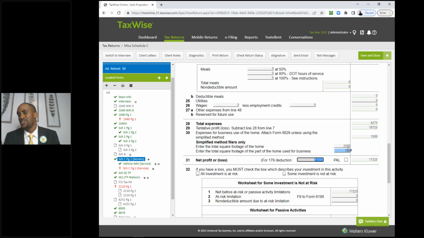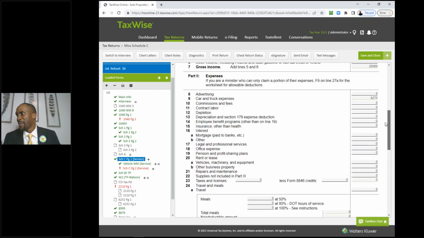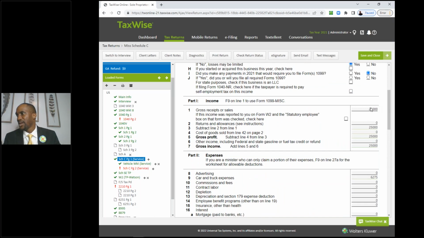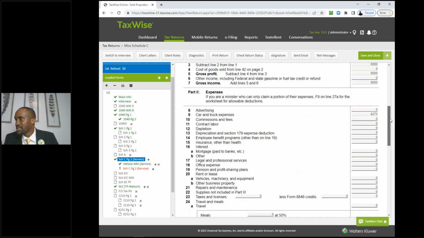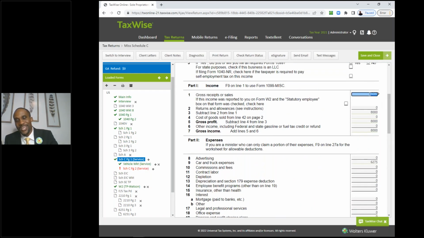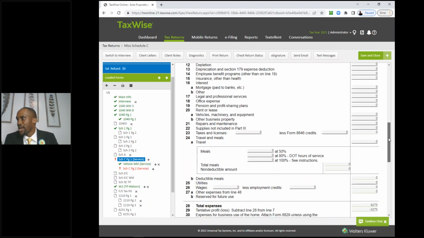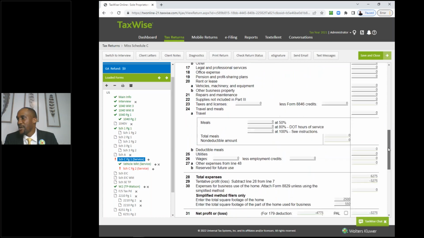Now, here's when you need to make a decision to go simplified or actual. Let's go back and say Miss Schedule C made $25,000, but let's take this into consideration. Maybe she had a bad year. Maybe she didn't make that much. Maybe she only did about $8,000 in sales. Sorry, maybe she had about $3,000 in sales. So it wasn't a great year for her, and her expenses exceed her income.